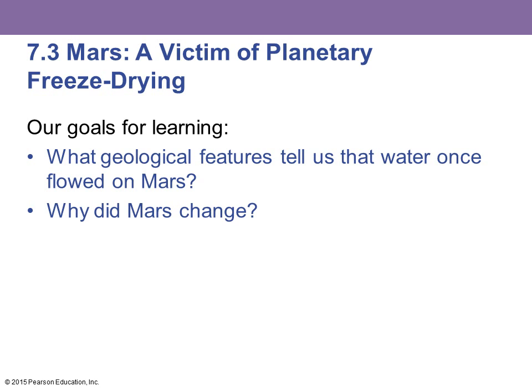Section 7.3, Mars, a victim of planetary freeze-drying. Our goals in this section are to look at the geologic features that tell us that water once flowed on Mars, and we want to see why or how Mars changed.